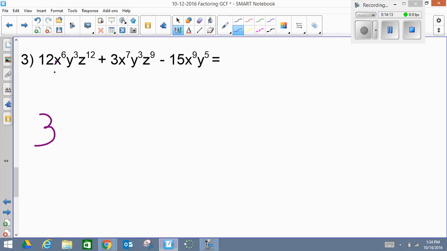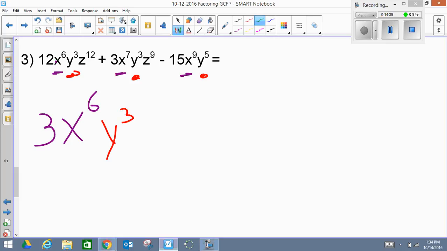Is the x a common factor? Let's see, x is here, x is there, x is there. So my x is a common factor. Lowest exponent, 6, 7, or 9? 6. Let's check the y's. Y is here, and y is there. So y is a common factor. 3, or 5? 3 is the lowest one.